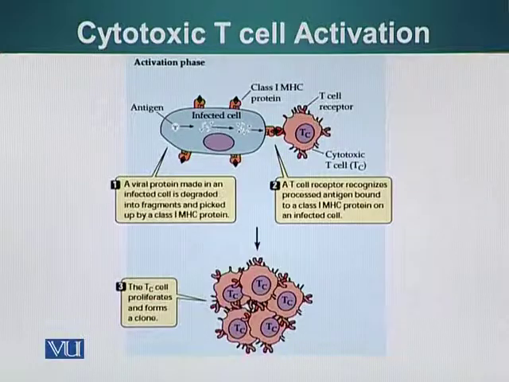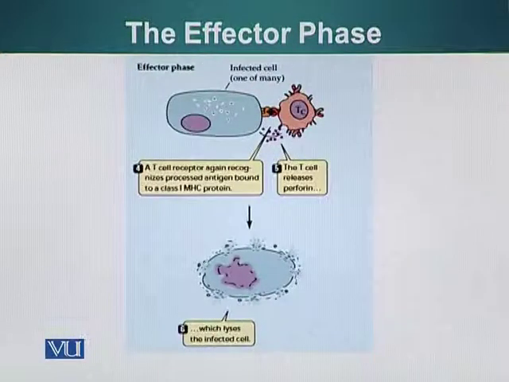That T cell, once it is recognized, will proliferate and form a clone of cells. All the cells that come from that particular T cell will have the same TCR specificity. So these T cells, once they are activated, will proliferate and make many copies of themselves. Once that happens, they will go around in the body looking for other cells that have been infected.